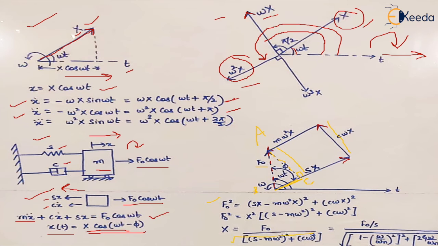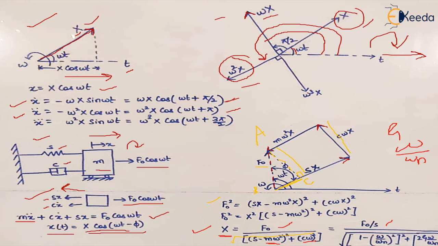So from here we can find the value of x, that is the amplitude of the system, which is F naught upon square root of (s minus m omega square) whole square plus (c omega) square, right? And we can change this omega square. We take s common, and so it will be like this: F naught upon s, and we can change this m omega square and c omega in terms of the damping coefficient, which is zeta, and the frequency ratio, which is omega upon omega n, right? So this is the value of amplitude that we have already discussed about.